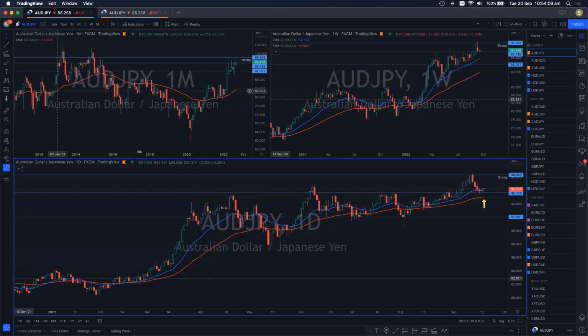It's a bit of a tricky one. This one, you've got to take it with caution and look at the lower time frames to get some kind of confirmation. So this support line here has been retested, as has the daily 20. Slightly bullish candle yesterday.